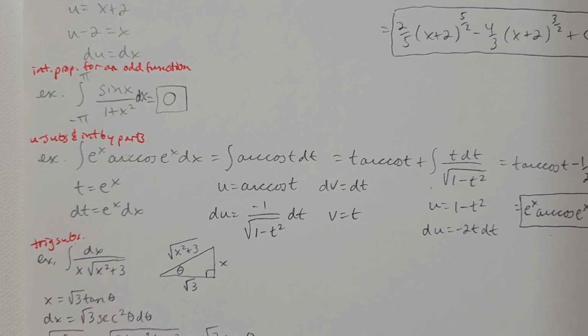And the reason why it's 0 is because the area to the right of 0, from 0 to pi, is going to be the same size as the area to the left of 0, from negative pi to 0. And also the area that's to the left of 0 is going to be underneath the x-axis. So those two regions would offset each other.